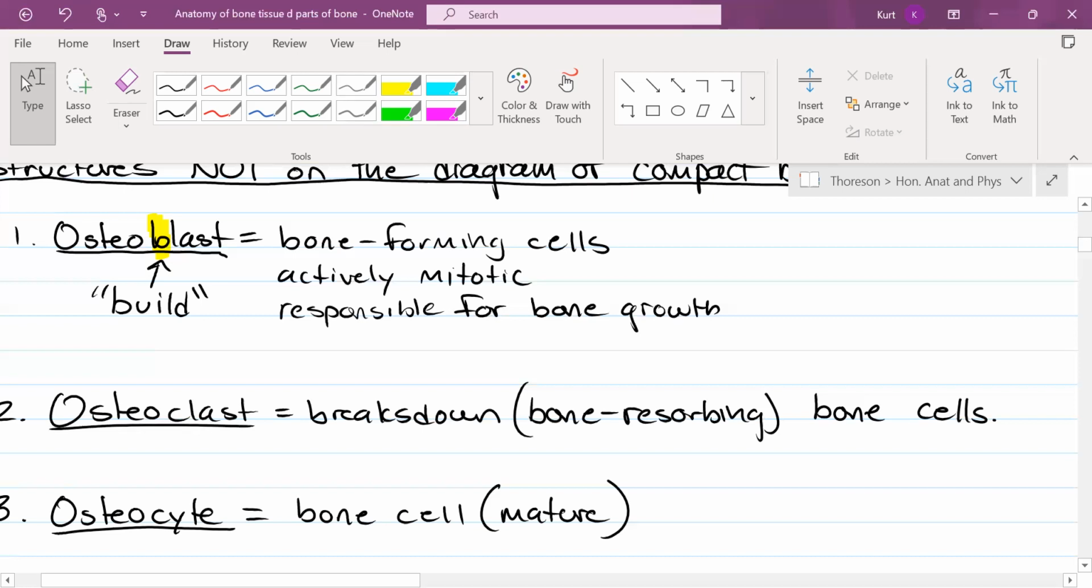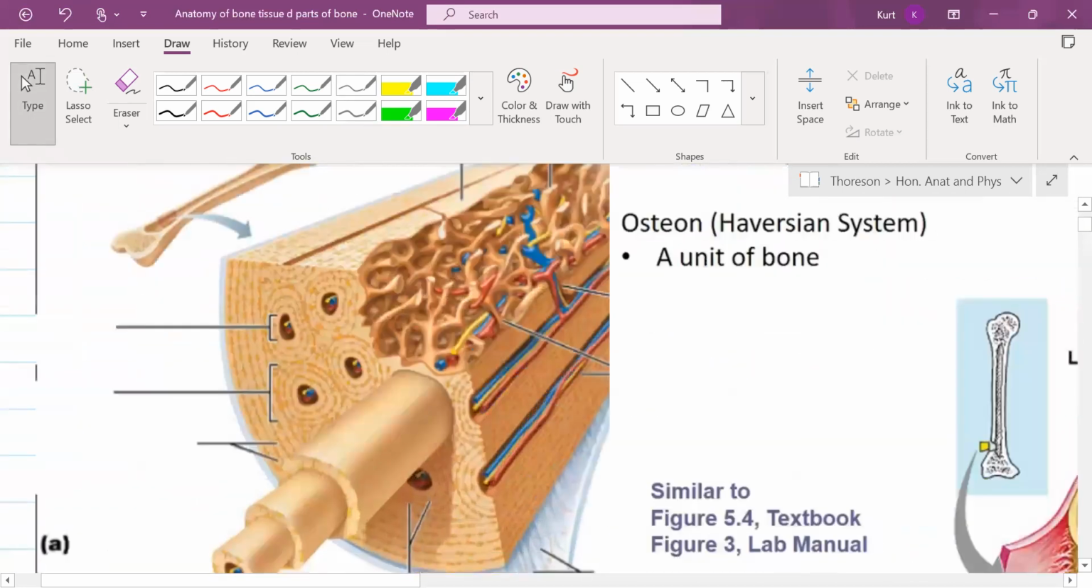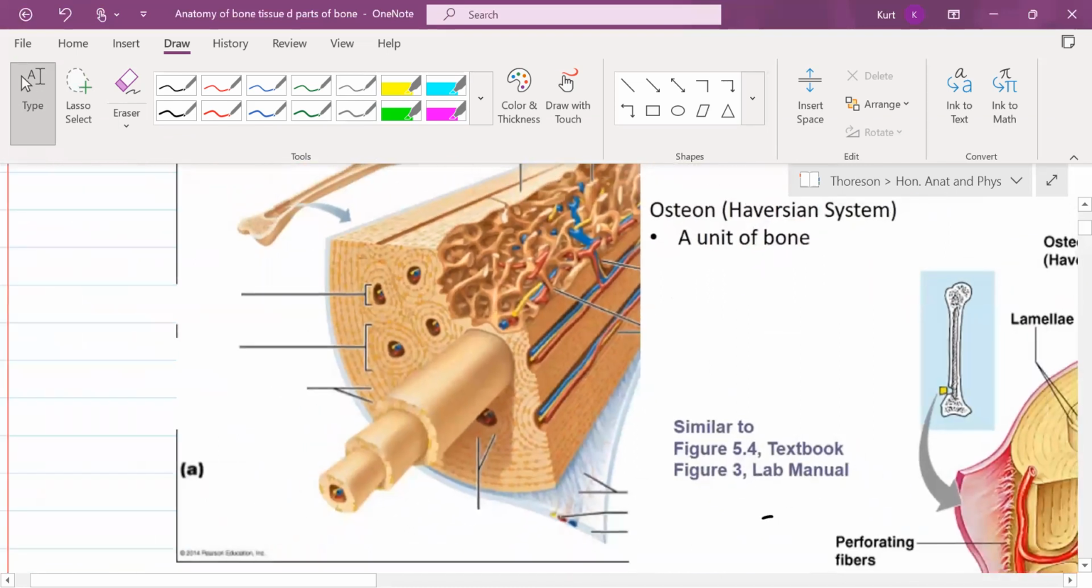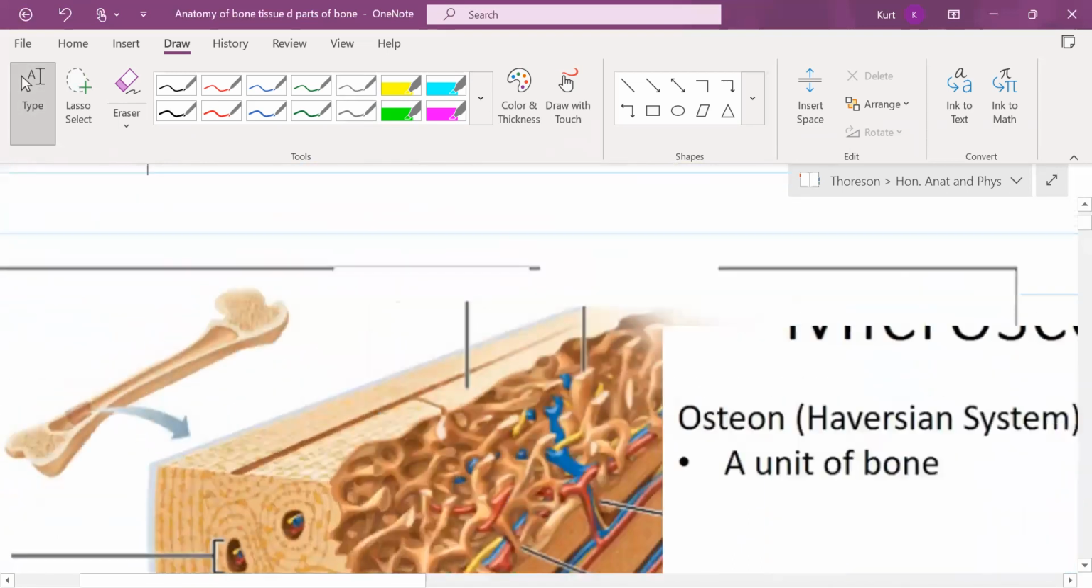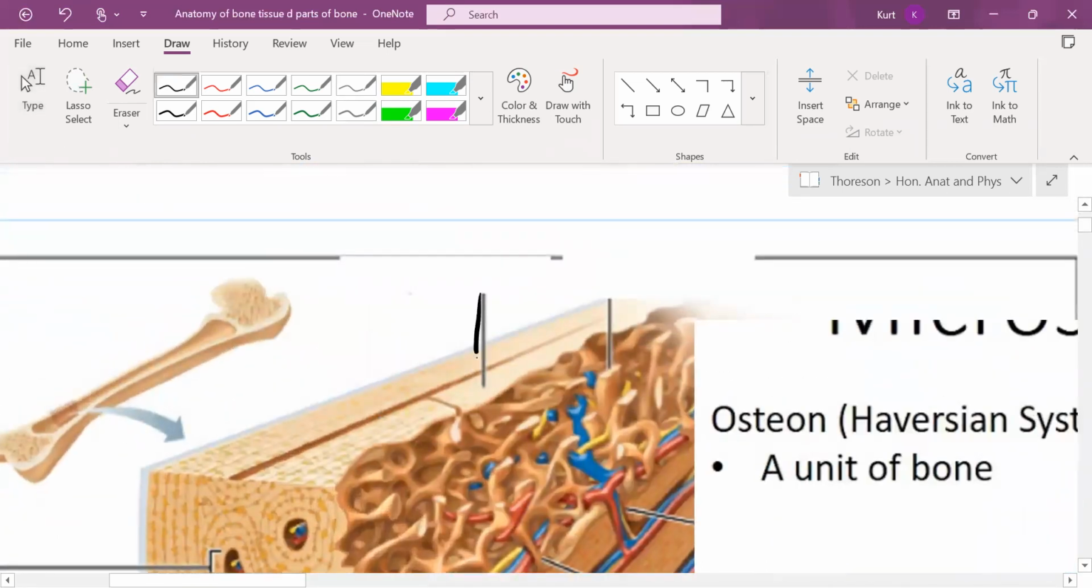All right, let's go back up. And if you could please have this image in front of you, let's go over it. Okay, let's start off with some of the basics. Right here, you have compact bone. Just like what we did yesterday. Compact bone is more towards the periphery of a bone. It's more towards the outside.